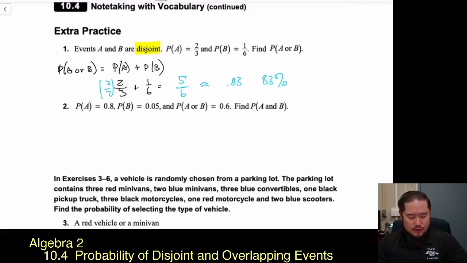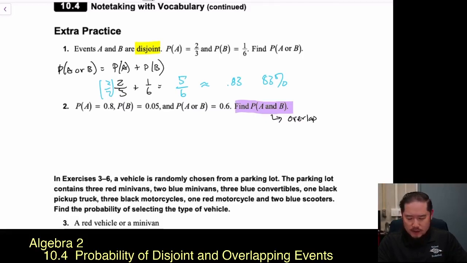All right, so let's go to number 2. In problem number 2, they give us the probability of event A is 0.8, the probability of event B is 0.05, and the probability of A or B happening is 0.6. It says find the probability of A and B. Hopefully we see that these two events are going to be overlapping. And how do I know? Specifically, the probability of A and B shows up in the equation as the overlap.